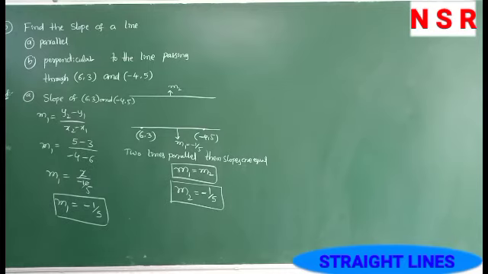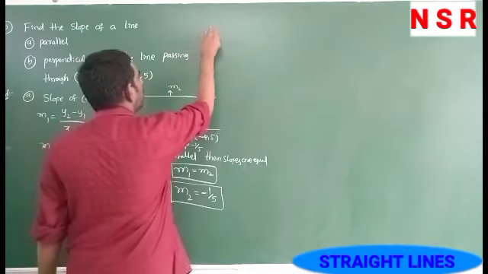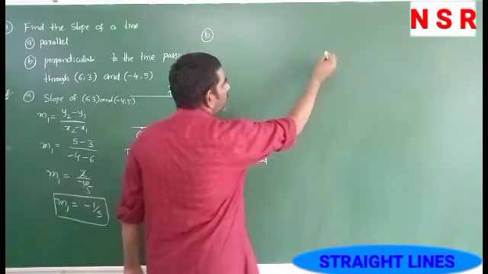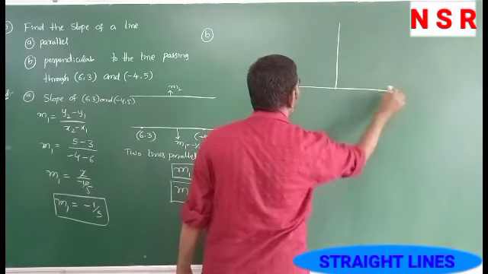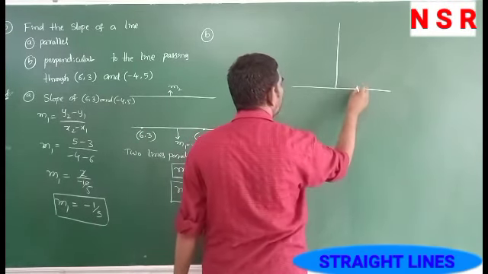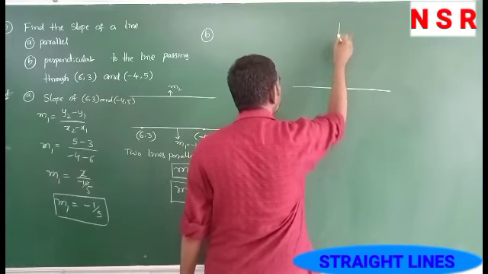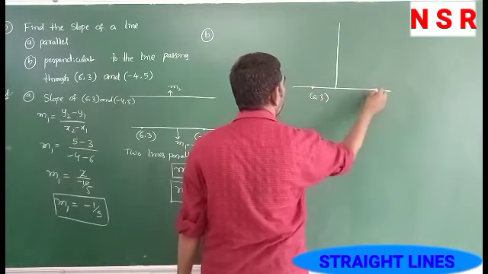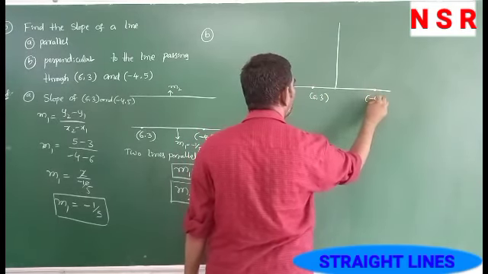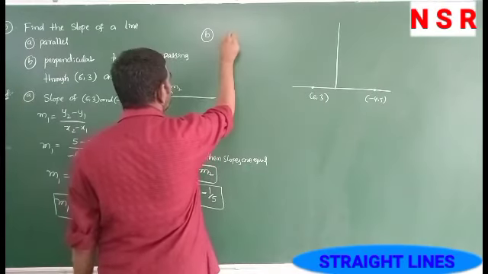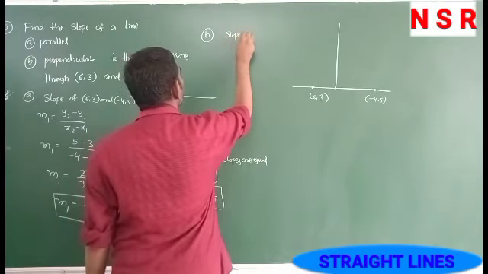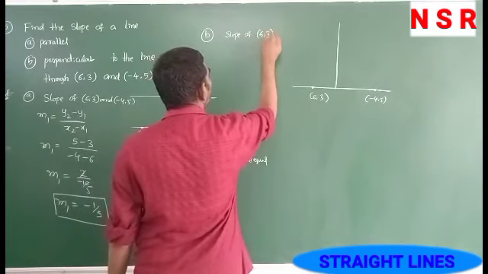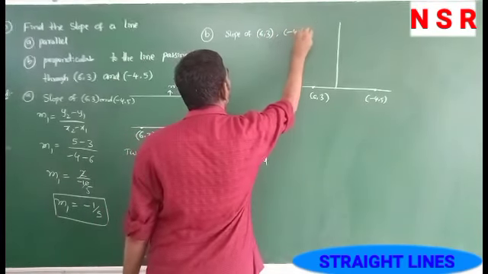So here given one line passing through 2 points and it is parallel to another line. Next to B. So it is perpendicular to another line. So this is perpendicular to line. So this line passing through 2 points, 6, 3 and minus 4, 5. Now find slope of 6, 3 and minus 4, 5.